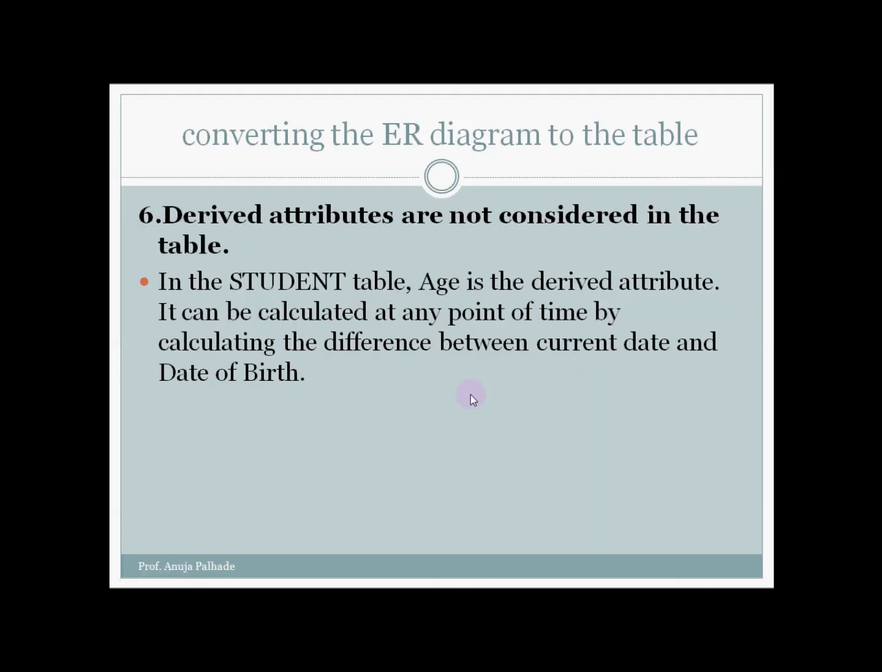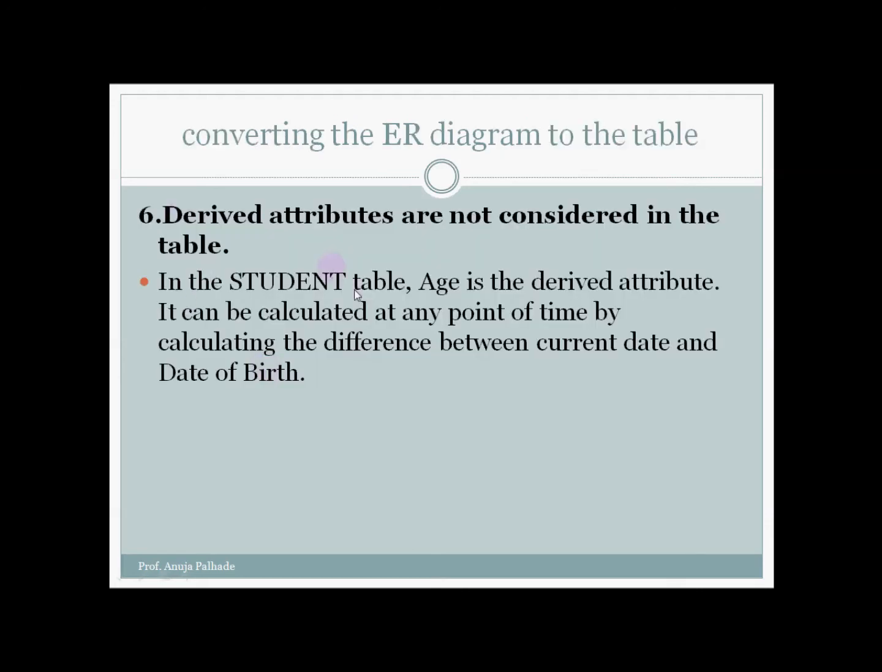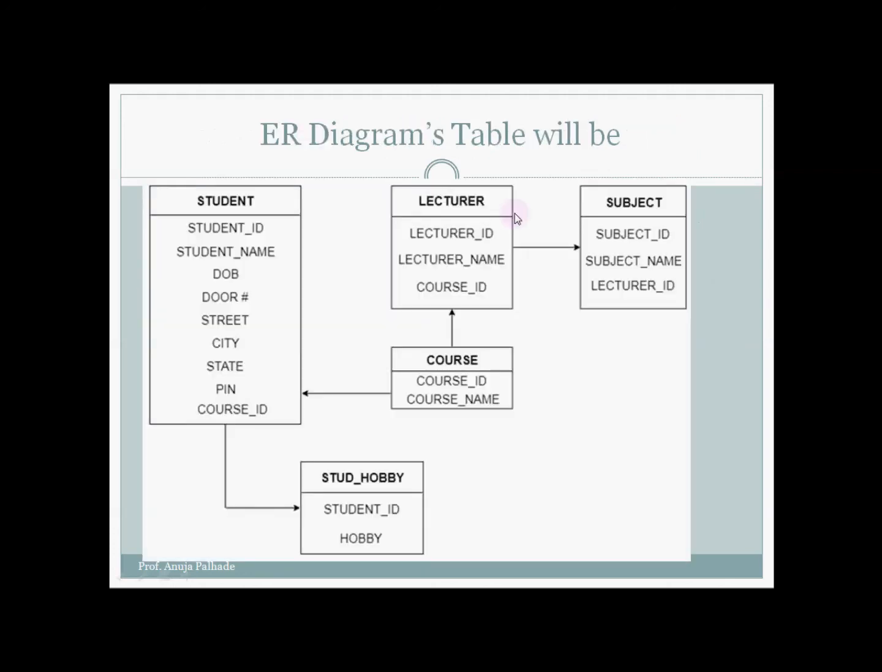The last step to convert the ER diagram into tables is that derived attributes are not considered in the table. Guess which is the derived attribute here in this ER diagram? Age is the derived attribute. In the student table, age is a derived attribute. It can be calculated at any point of time by calculating the difference between the current date and the date of birth. So age is the derived attribute and we are not going to consider it in a table.